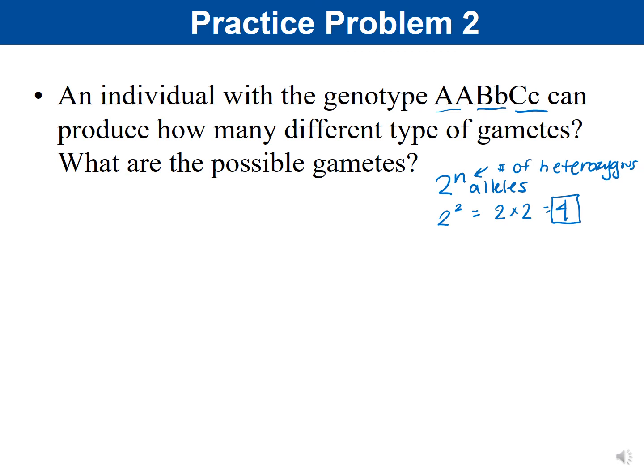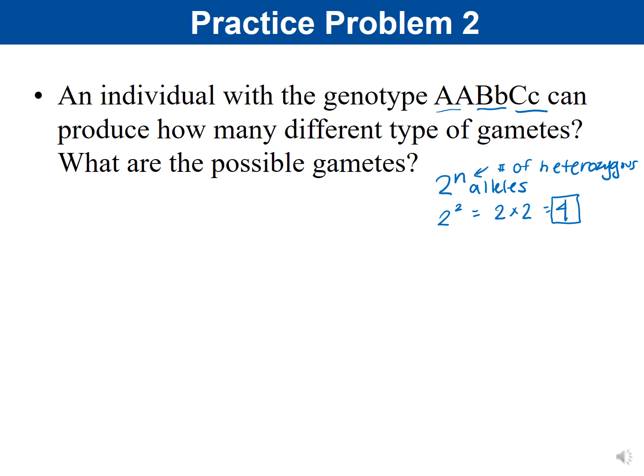Now, the second part of this is asking what are the possible gametes. Now, if you recall back to meiosis, the A's are a homologous pair, the B's are a homologous pair, and the C's are a homologous pair. And what we're assuming with this type of question is independent assortment, meaning we're assuming that those genes are on separate chromosomes, and so they line up independently of one another.